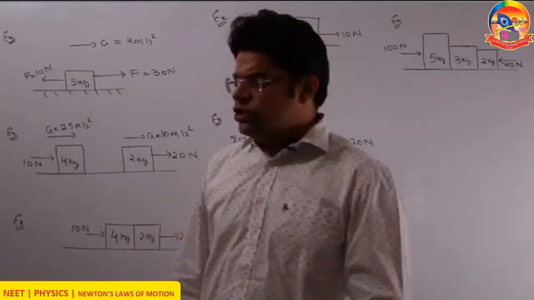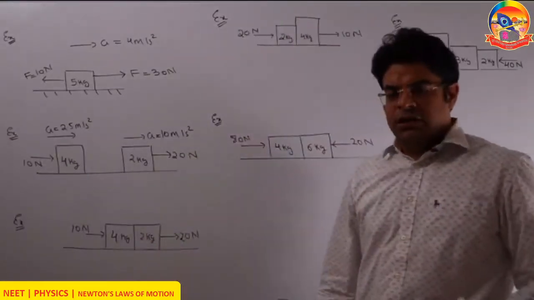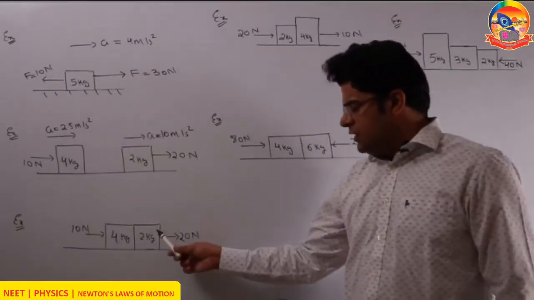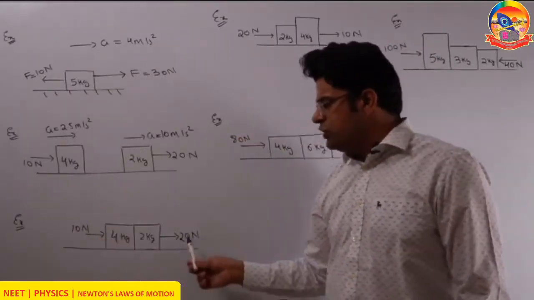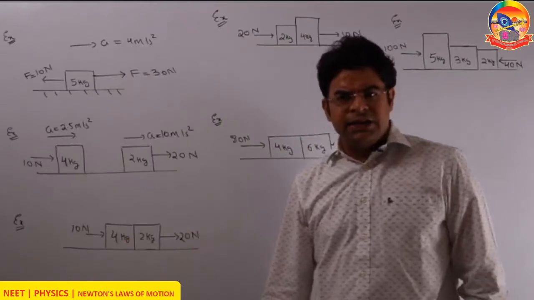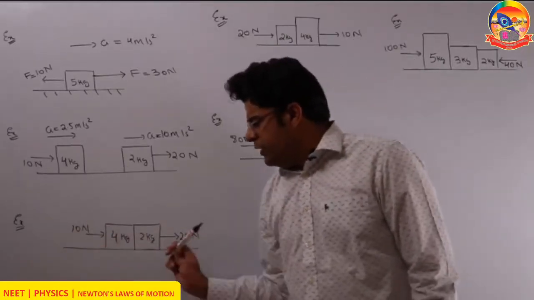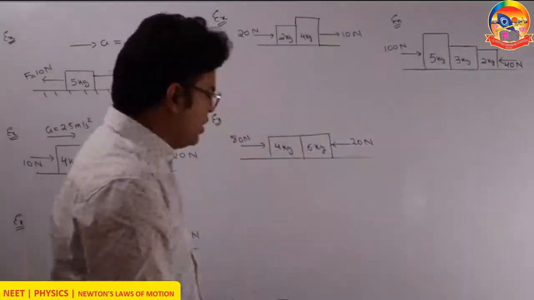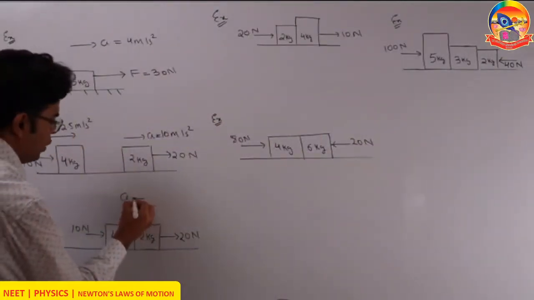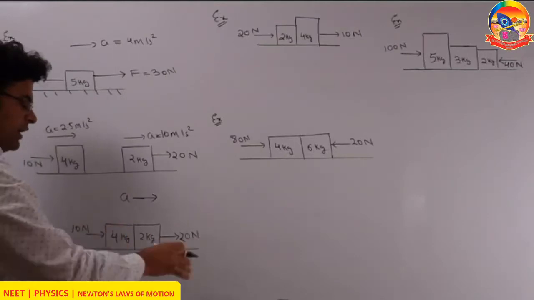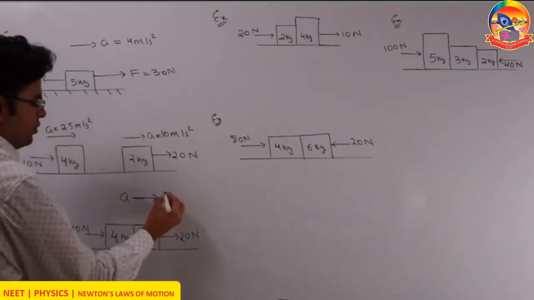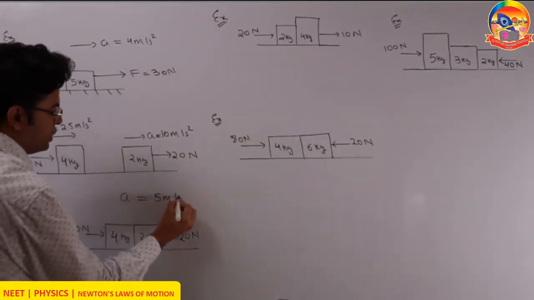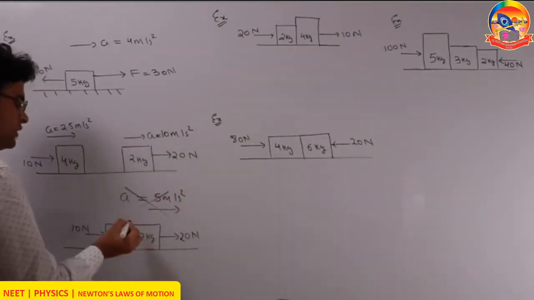As soon as students get this question, they start thinking, okay, on 4 kg there is a force of 10, on 2 kg there is a force of 20. So the net force on the system is 20 plus 10, that is 30, towards right. The mass of the system is 6. So the acceleration of the system has to be the net force 30 divided by the mass 6, so the acceleration comes out to be 30 by 6, that is 5 meter per second square towards right. If you do this, you will be wrong.